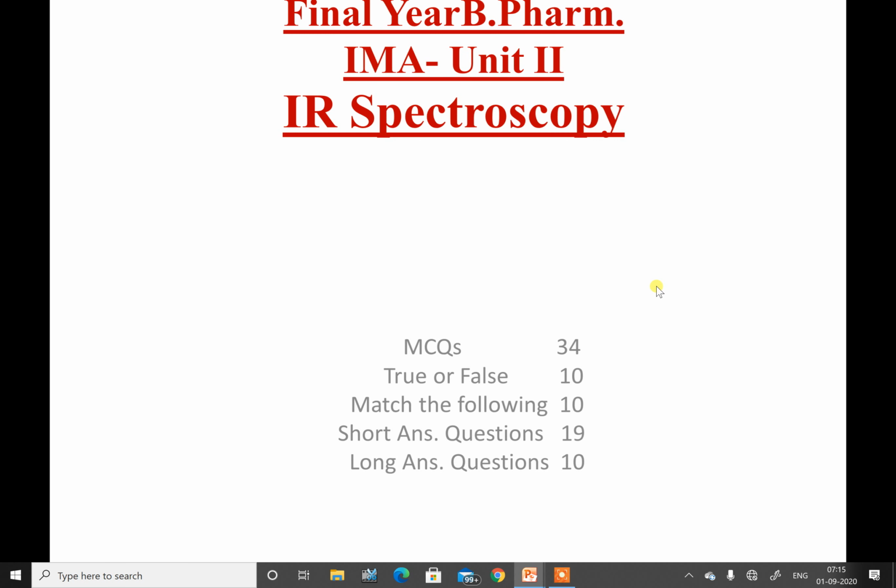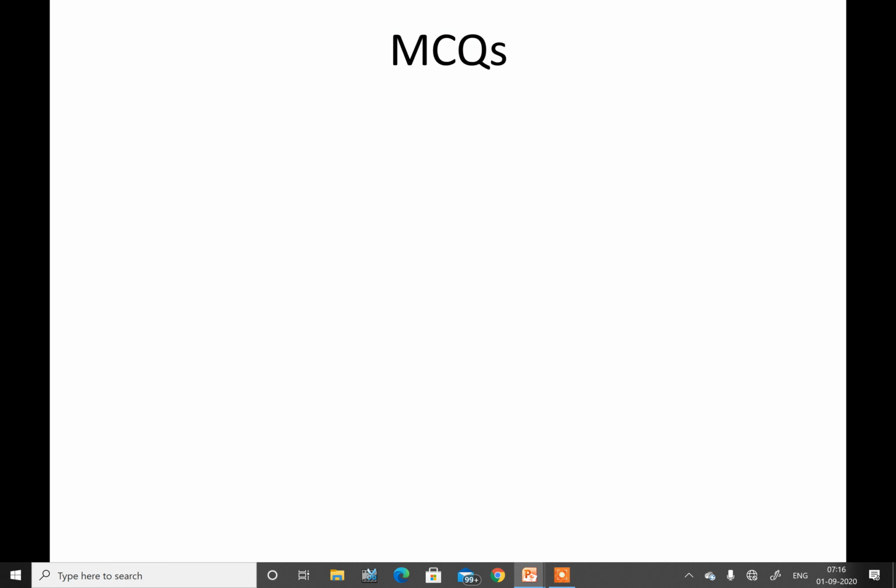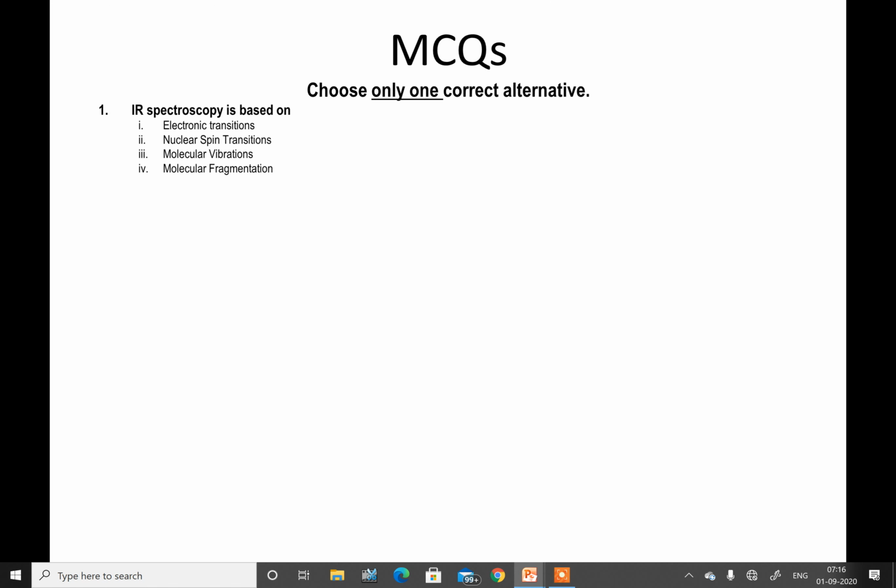We're going to see certain MCQ questions which will be very useful, some true or false, some match the following, and I'm going to ask you some assignments to solve for short answer questions of 5 marks and long answer questions of 10 marks. Let us begin with the MCQs. We have to use only one correct alternative. So first is, let's begin.